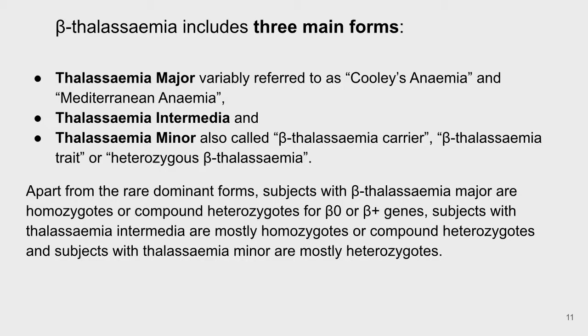Based on the severity of presentation, beta thalassemia is classified into three forms. Number 1 is thalassemia major, also referred to as Cooley's anemia or Mediterranean anemia. Number 2 is thalassemia intermedia, a less severe form, and number 3 is thalassemia minor, also called beta thalassemia carrier, beta thalassemia trait, or heterozygous beta thalassemia.